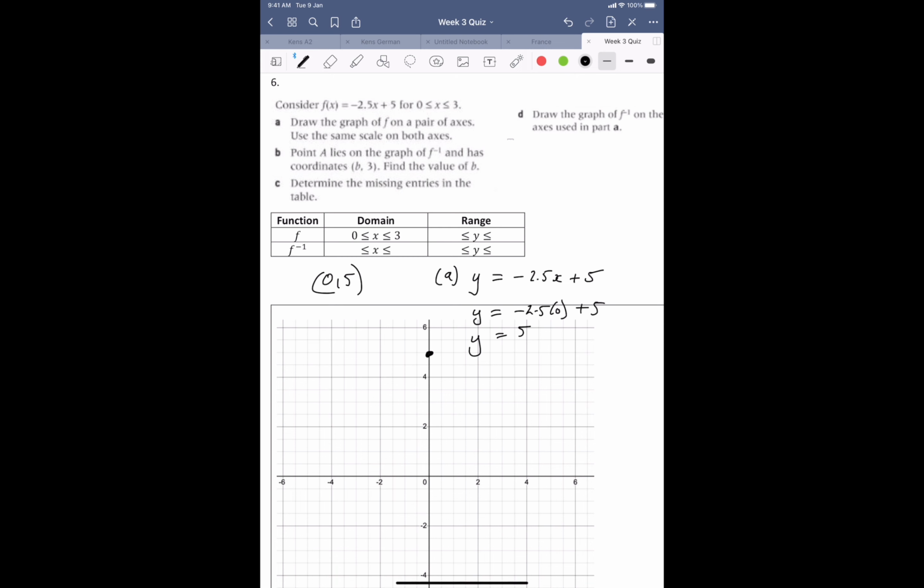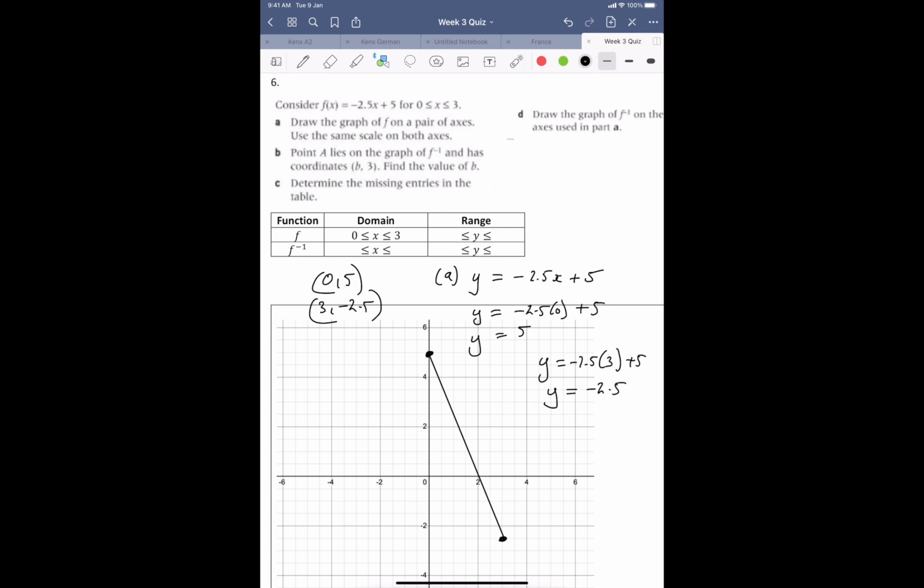And then we are going to look at the end of the domain, 3. So we're going to substitute 3 in here. So y equals negative 2.5 times 3 plus 5, again on the calculator or in your head. This will be minus 2.5. So we see that (3, minus 2.5) is the end point. I think it's there. Then I'm going to go ahead and join that with a straight line. There it is. Beautiful. All right, so that looks pretty good.